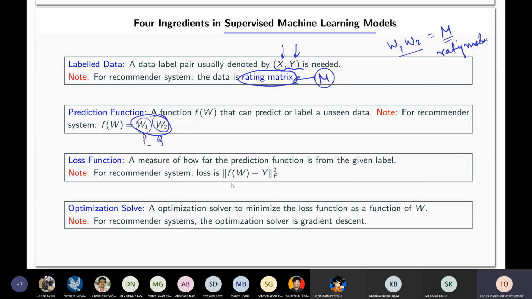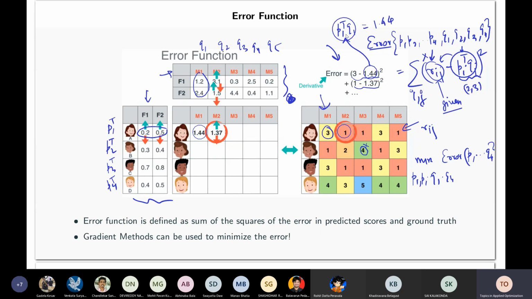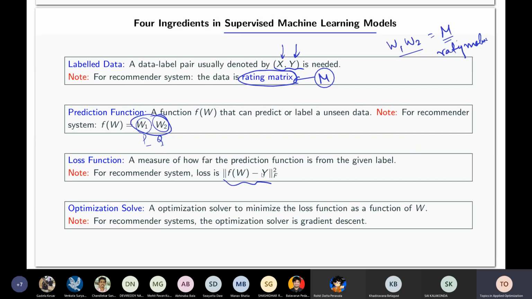The loss function for the recommender system can be defined as the L2 loss. The prediction that we get from W1, W2, had one of the terms like the first term of P1, Q1. So we can add up those error terms individually. The optimization problem is to minimize the loss function as a function of W. Another way to write this is that the error is a function of W1, W2, and I am minimizing this over suitable W1, W2.